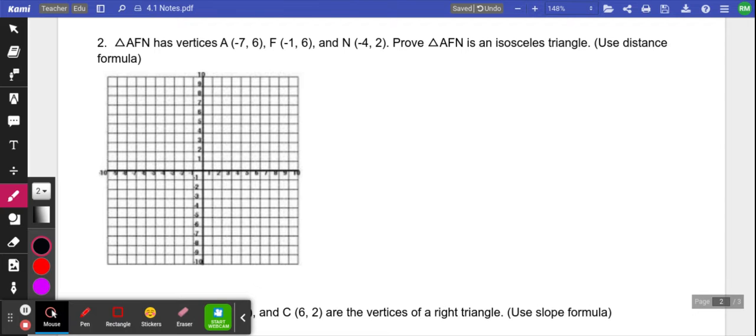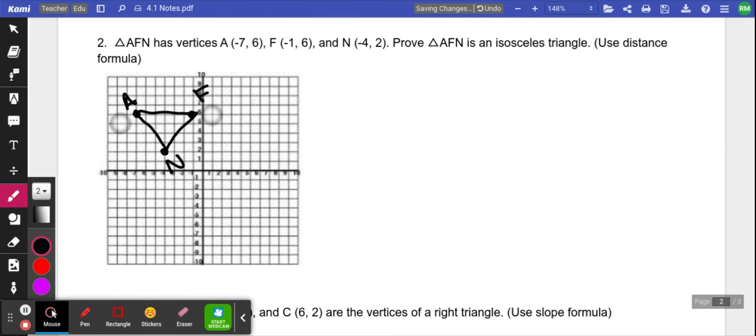Okay, so let's go ahead and plot this. It's going to be -7, 6. That's A. And then -1, 6. That's F. And then -4, 2. Okay, so this is A, F, and N.